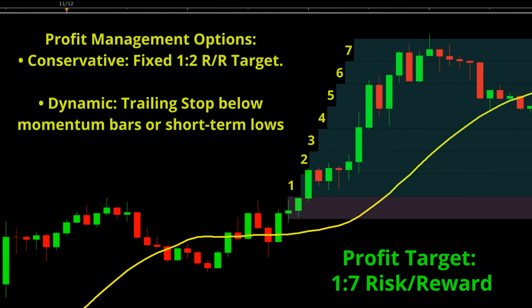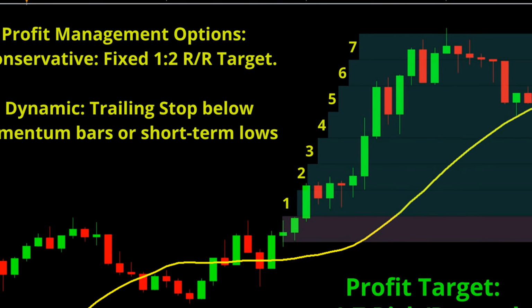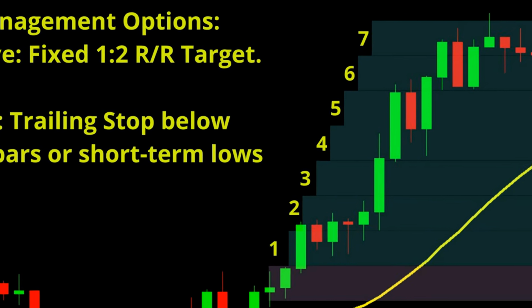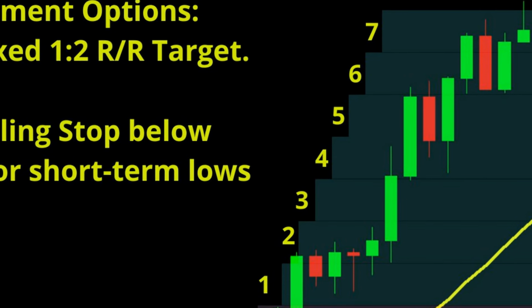By following these simple rules and staying disciplined, you can capture these high probability reversals and significantly grow your trading account.